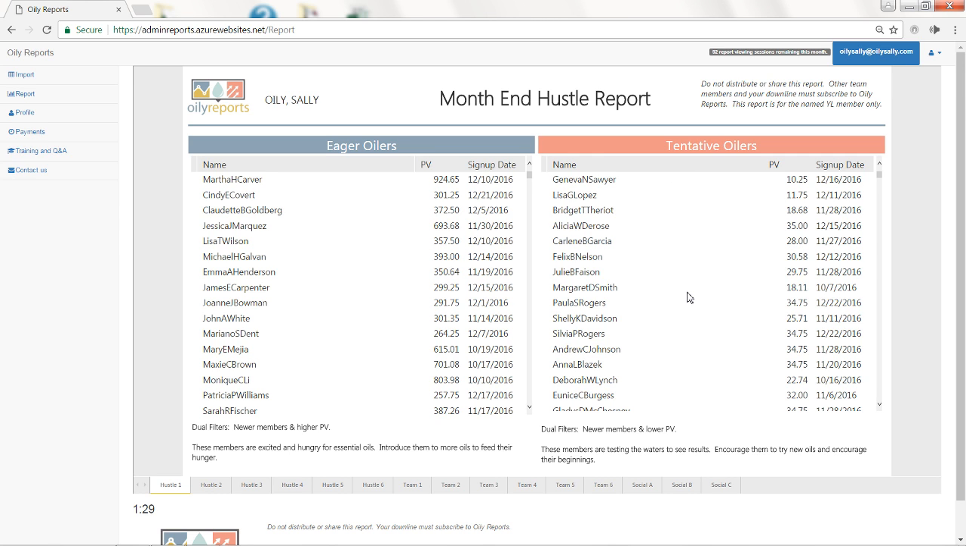Tentative Oilers are newer members that have a lower PV. So they have a more recent sign-up date, and a lower PV. These are members that are really just testing the waters. You're going to need to encourage them in the use of the few oils that they did purchase, and encourage their beginnings, and also challenge them to test out additional oils for additional purposes. They didn't order nothing. They ordered something. They want to see the benefits.